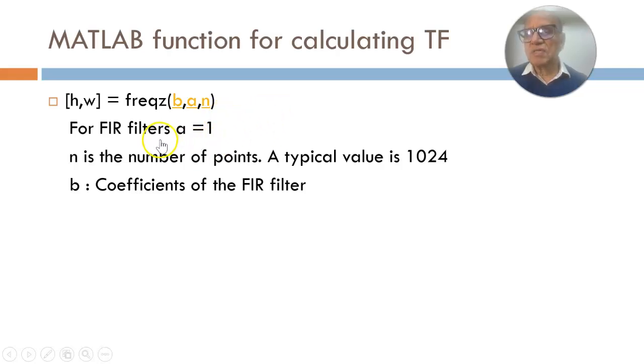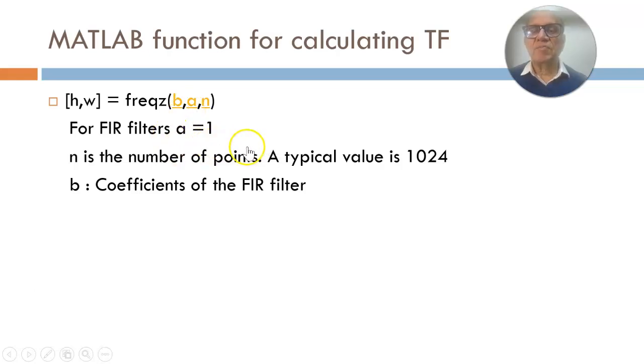But right now note that for FIR filters, you simply write A equal to 1 and don't worry about the rest of the A values. Later on when we study IIR filters, we will talk about the A array itself. But for now, A is going to be equal to 1. B, we have discussed, is passed. A we set to 1.